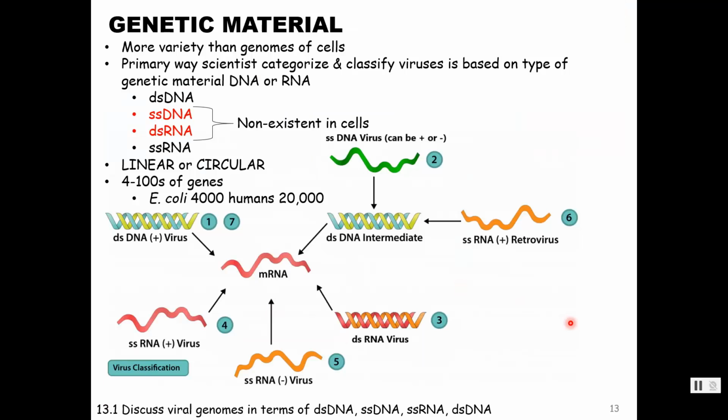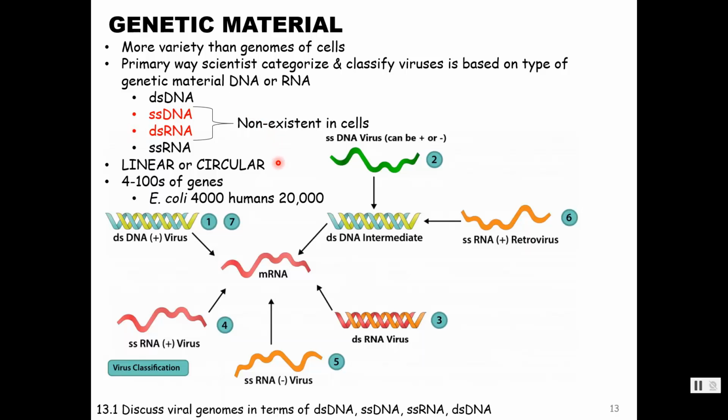So let's take a look at the genetic material. Clearly, there's more variety in genetic material than in cells. The primary way that scientists are going to categorize and classify viruses is based on the type of genetic material that they have. We are used to seeing double-stranded DNA or single-stranded RNA, but there are viruses that are single-stranded DNA viruses and double-stranded RNA viruses. So this is non-existent in any type of cell, so it doesn't exist in plants or animals.